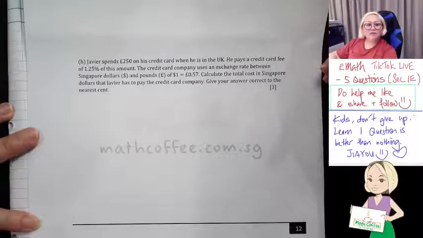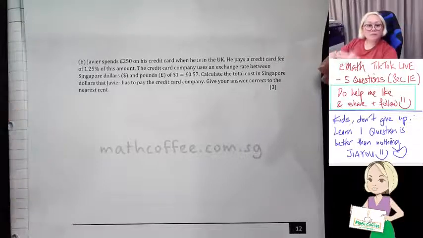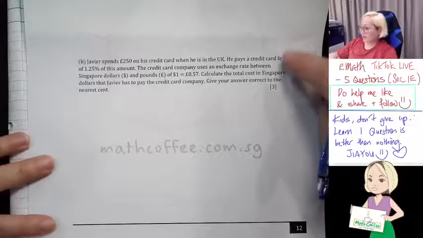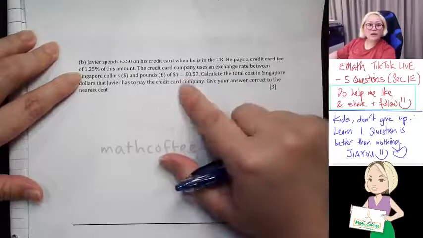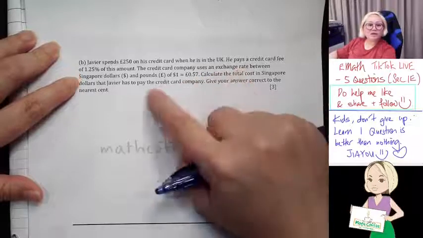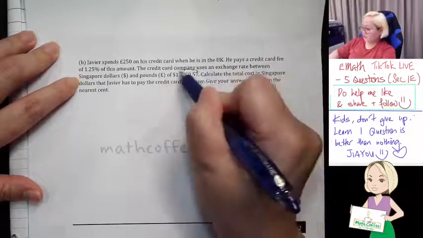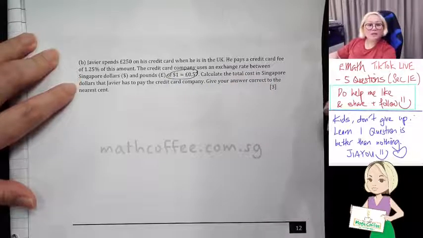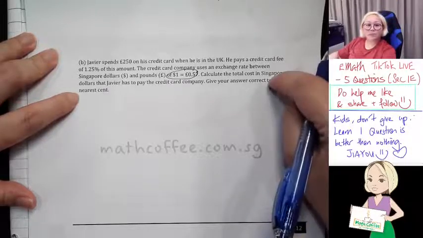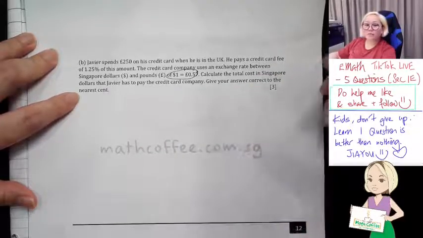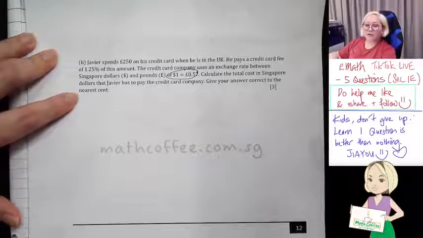Javier spent 250 on his credit card when he's in the UK. He paid a credit card fee of 1.25% of the amount. So the credit card company used an exchange rate, this is the exchange rate. Calculate the total cost in Singapore dollars that Javier has to pay in Singapore. Give your answer to the nearest cent. The steps I'm going to write are very long.